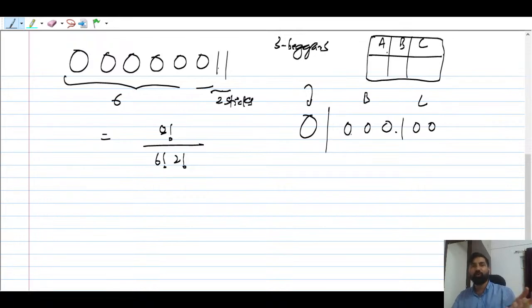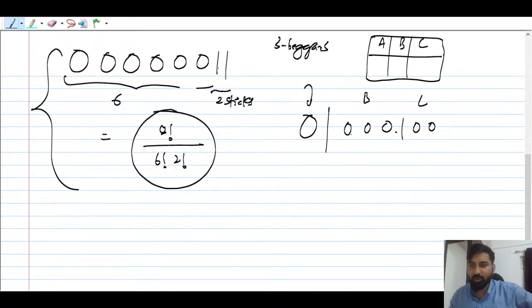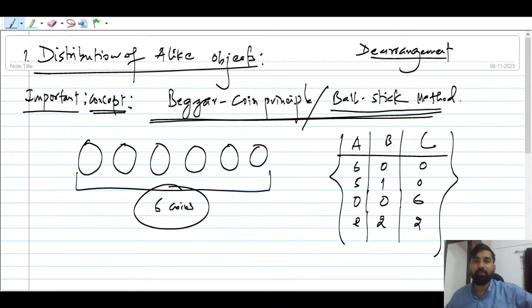So instead of doing so, what you can do always is, you have six coins and three beggars, and you have to distribute six coins to three beggars. You first take two sticks here, because there are three beggars. These two sticks play the role of dividers, dividing the number of coins. So always remember, this is the principle. This principle we call the beggar coins principle, or ball stick method.